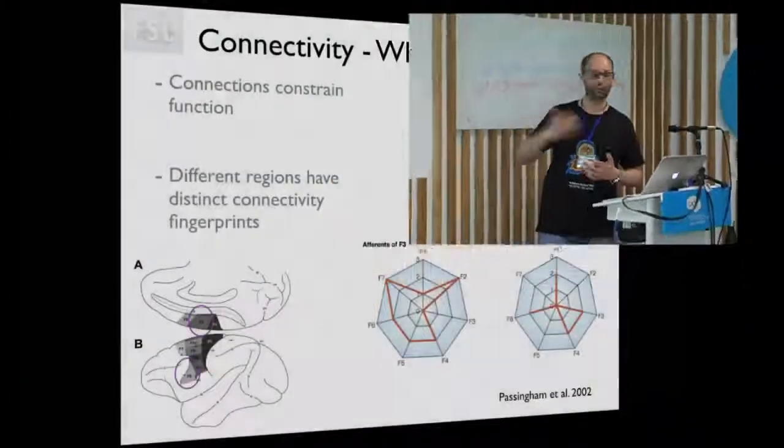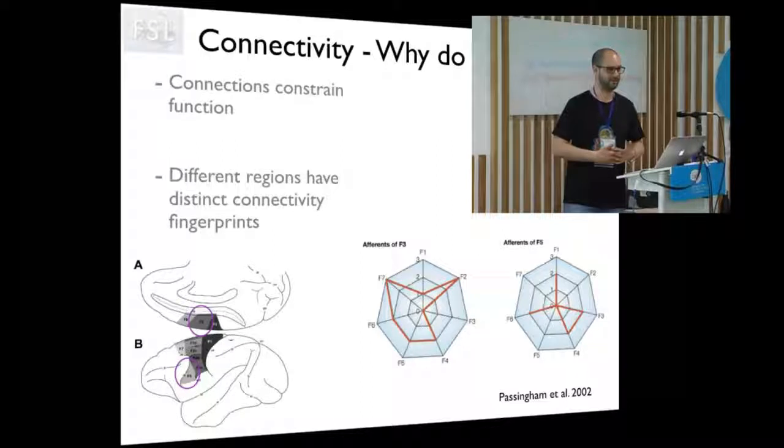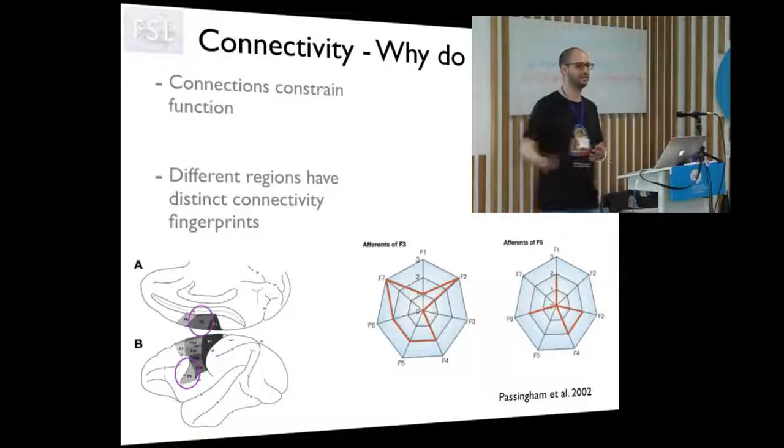And of course, another thing is that you might be interested in comparative studies between human and macaque, for example, and try to define homologous regions between the two species, or just like in this example, define two different areas, like in this case F3 and F5 in the macaque cortex. Try to define two different areas based on their structural connectivity fingerprint, right?